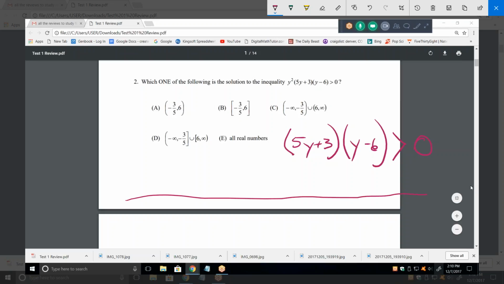And the first step is to determine your critical points. What are they? 6 and negative 3/5. Good. And I put both of those points on my line chart. I do not put 0 on there. I don't want 0 on there.